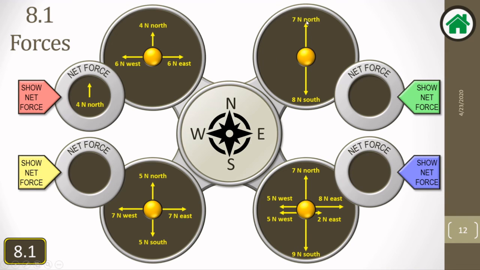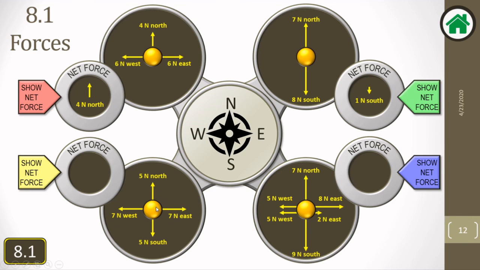Here we have 7 newtons to the north and 8 newtons to the south. There are no east-west forces. So this is simply a matter of combining these two forces. If we think of 7 newtons north as positive and 8 newtons south as negative, then we're going to wind up adding these together. We get negative 1, or 1 newton to the south.